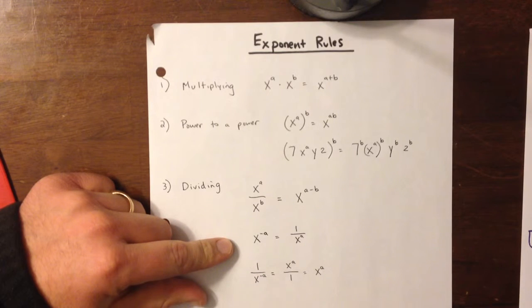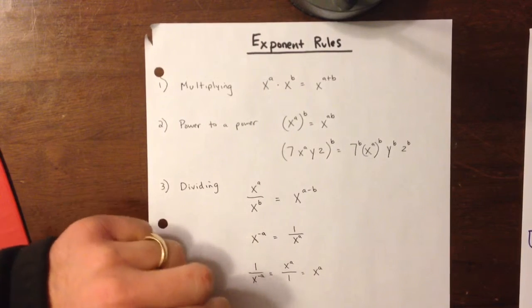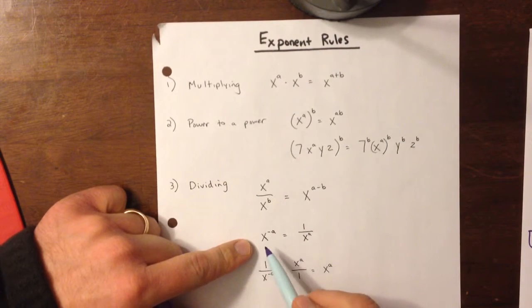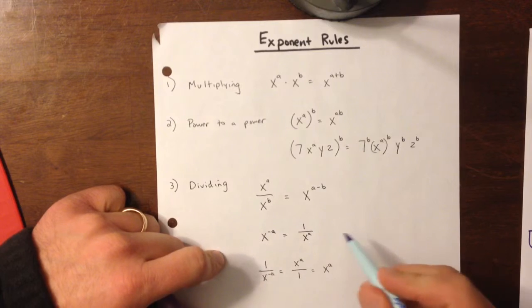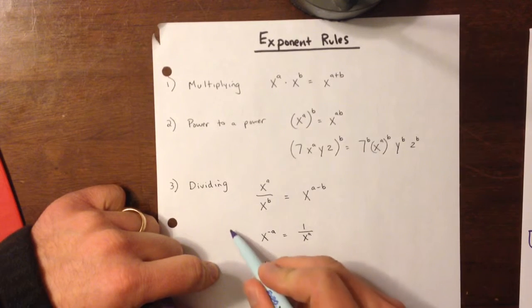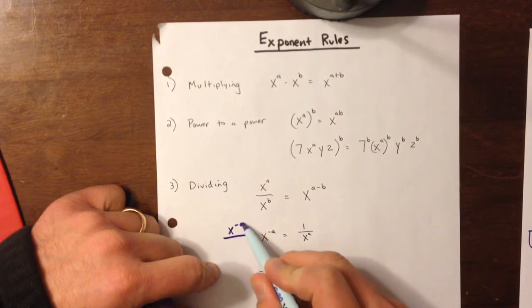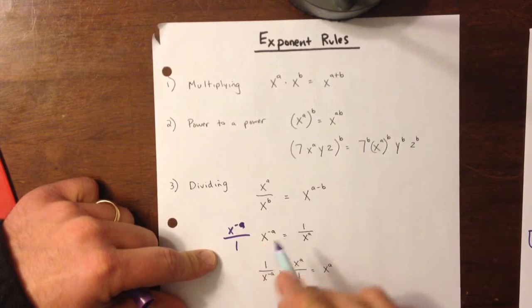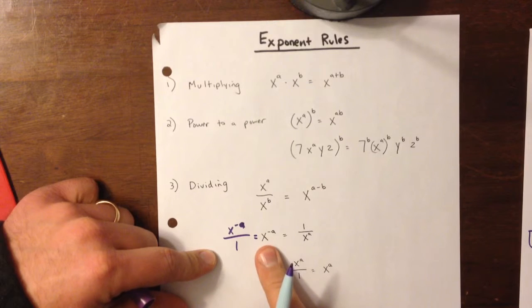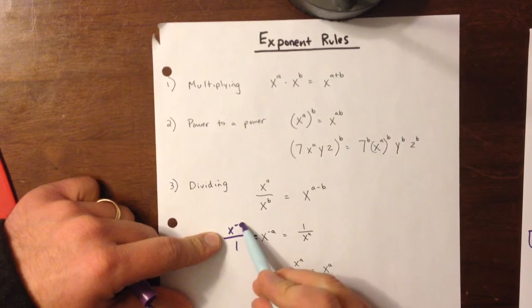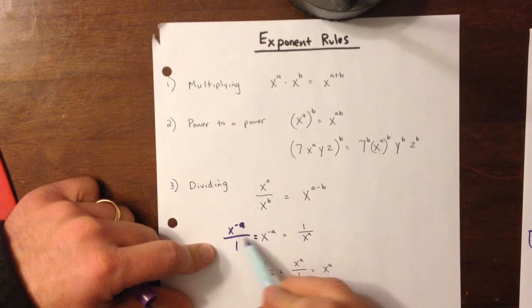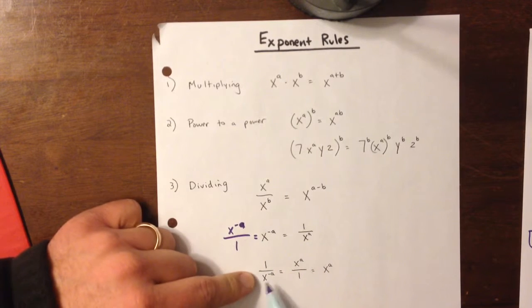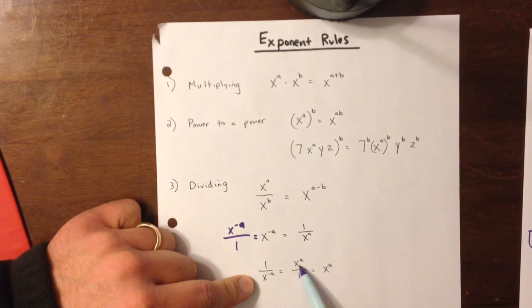So really, if you look at this, if you put this over 1, x to the negative a over 1, okay, it's the same thing as that. It's equivalent to that. If a negative exponent is on the top, it goes to the bottom. In the same token, if I have 1 over x to the negative a power, it goes to the top.